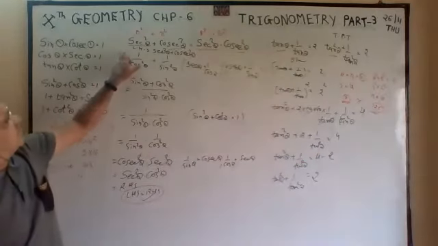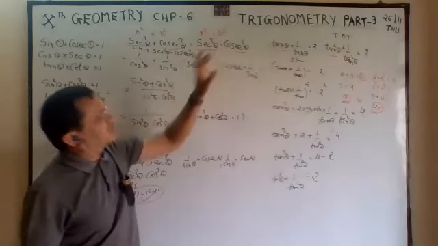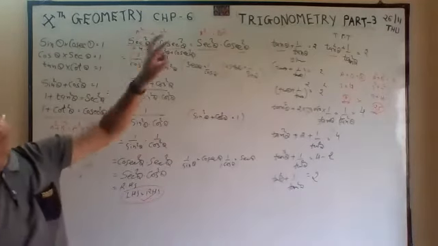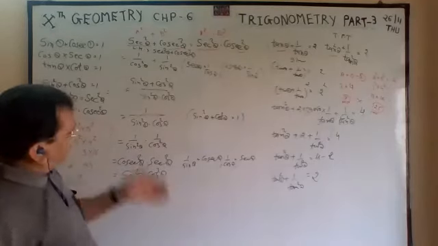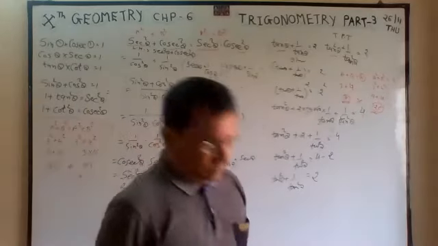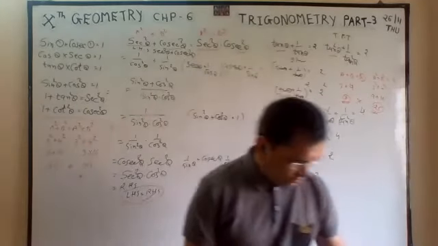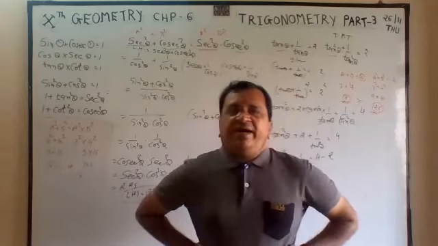Here we have proved sec square plus cosec square, sec square into cosec square. A square plus b square is equal to a square into b square. By example, it is not possible. Here possible, I have proved. Anybody have an idea how?